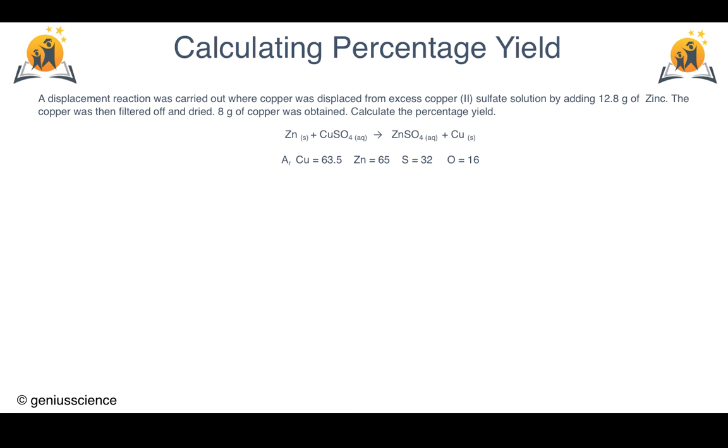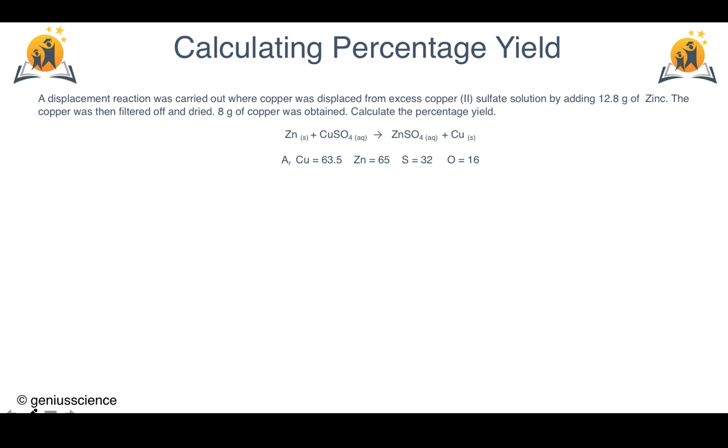So here's our first exam style question. A displacement reaction was carried out where copper was displaced from excess, that means more than needed, copper 2 sulfate solution by adding 12.8 grams of zinc. The copper was then filtered off and dried and 8 grams of copper was obtained, and we need to calculate the percentage yield.